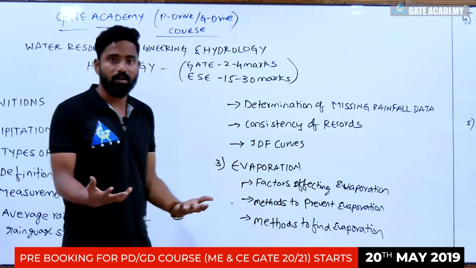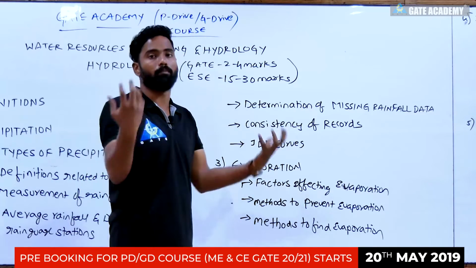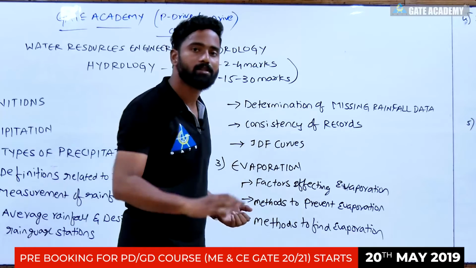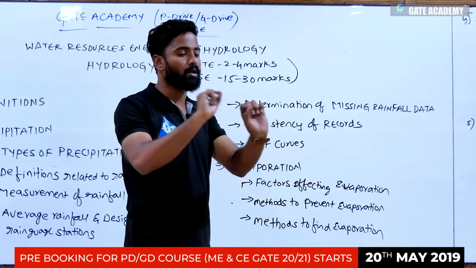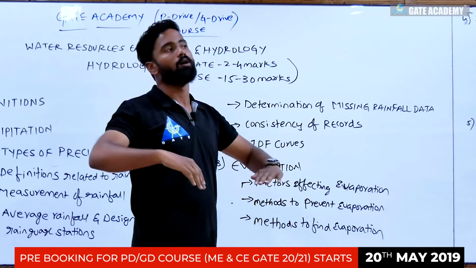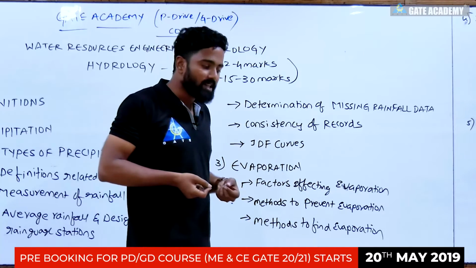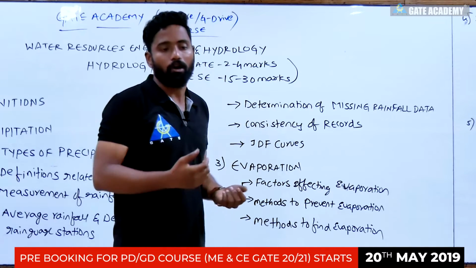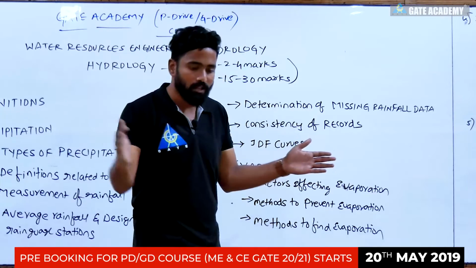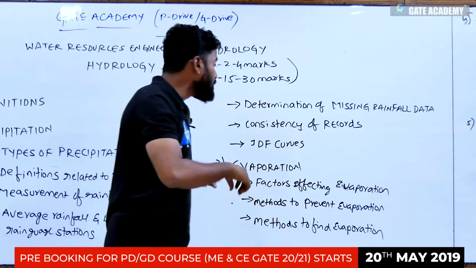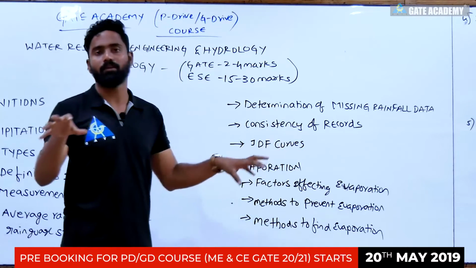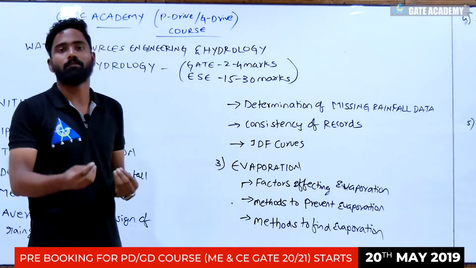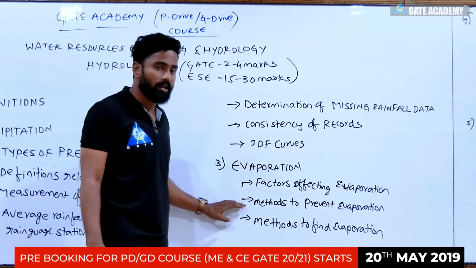And methods to prevent evaporation, that means water should not evaporate. You can provide mechanical covers, that means just cover the water so that it will not evaporate. You can provide thin films, or by increasing the depth and reducing the area you can prevent evaporation. Each method will be discussed in detail, and this is also a theory question.